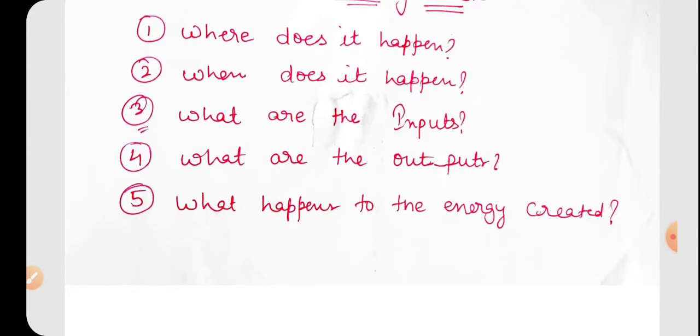Next is, what happens to the energy that is created, the food that is produced in the leaves of the plant? What happens? That food, yes, it is stored in the leaves of the plant for further utilization for the various functions of the plant.